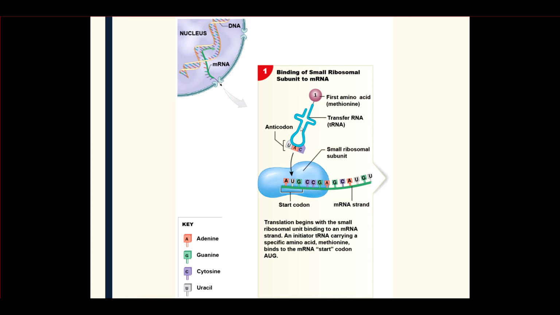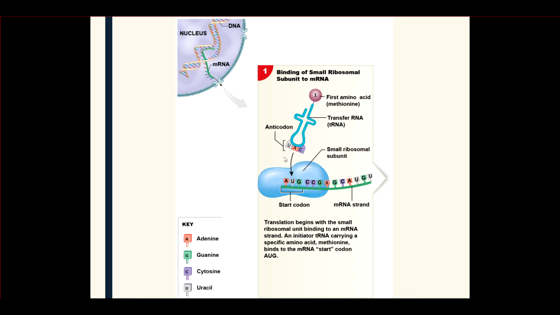But how does this transfer RNA know where to go? This is the last time we're going to do base pairing. If you look at the first codon, A, U, G, that has to base pair with a transfer RNA that has a sequence of nitrogenous bases that base pairs here.